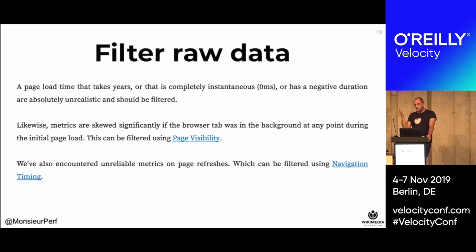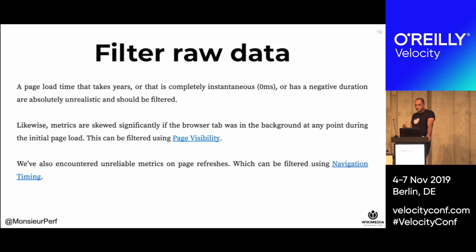So, very important, I mentioned before, there's a lot of junk coming through. As much as we get 49-year page loads, we also get 0 millisecond page loads. That's physically impossible. They're not running in our data centers. We also get negative ones, people traveling in time, apparently, to load our web pages. So you really absolutely need to filter the data that comes in that way.